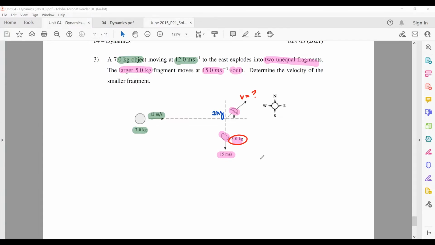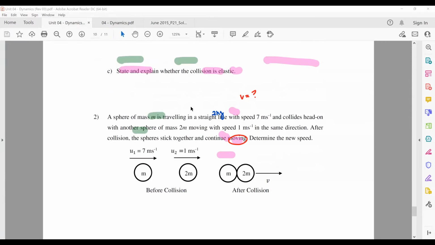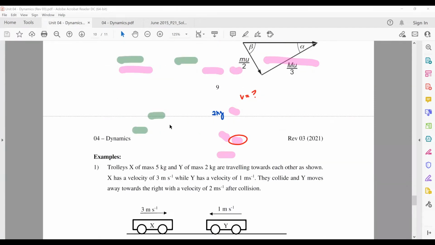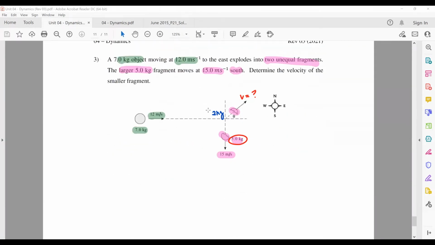Okay, now because this one, you see the momentum isn't in just one direction. There is a diagonal momentum here. There is actually momentum in the x and y directions. So I need to use what I did just now: conservation of momentum in x and y direction. Since this is a 2D collision example where I have momentum in x and y direction, I use conservation of momentum in the x and y direction.